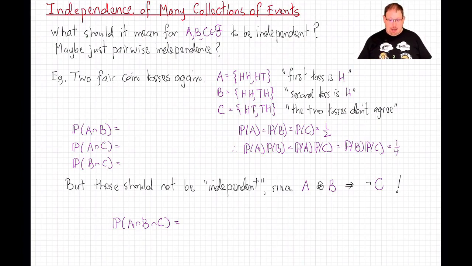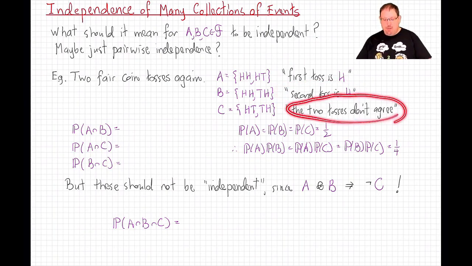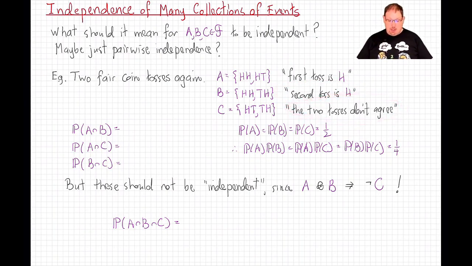So let's look at an example of pairwise independence. Let's take two fair coin tosses again and consider the following three events. The first event, A, is that the first toss is heads, like before. The event B is that the second toss is heads. And the third event, C, is that the two tosses are different from each other. So we can just write down in terms of the sample space that we have what those events are. Each of them has exactly two elements.